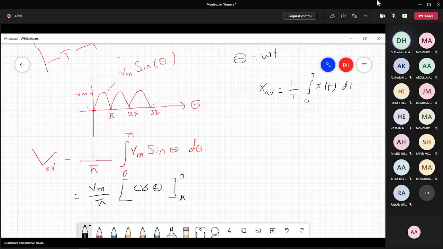The two are the same thing. So if you solve this one, then it becomes Vm divided by pi times (cosine 0 equal to 1, minus cosine pi equal to -1), so it is equal to 2 Vm divided by pi. So whatever the value of Vm, the average value is equal to 2 multiplied by Vm divided by pi.